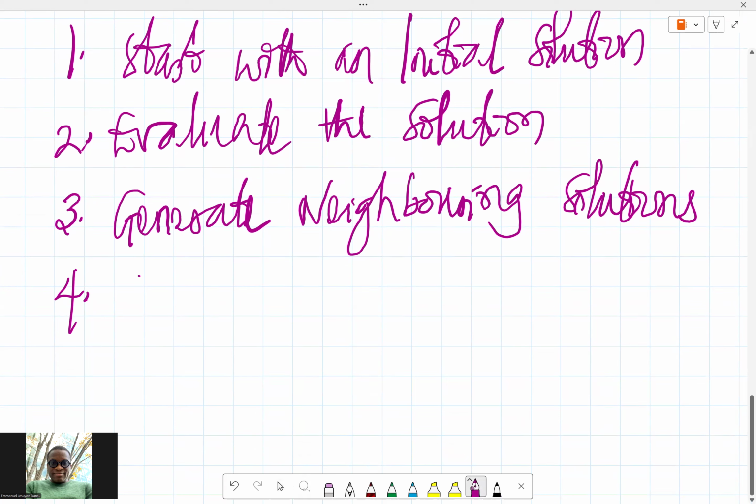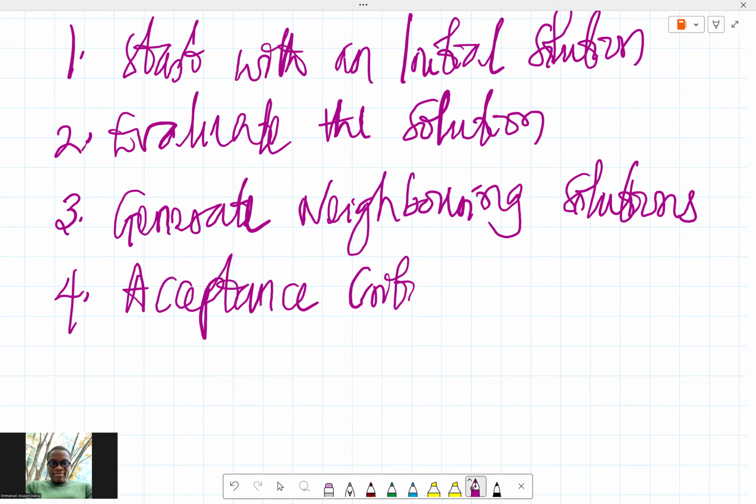Then in step four, you have to evaluate the acceptance criteria. The first one is, if the neighboring solution is better, that is, it gives a lower cost or lower energy, then it is accepted. The second one is, if the neighboring solution is worse, it might still be accepted with a certain probability, which decreases over time. This probability is typically determined by a temperature parameter T. Since we are talking about cooling, right? So we have a temperature parameter that gradually decreases according to a cooling schedule.